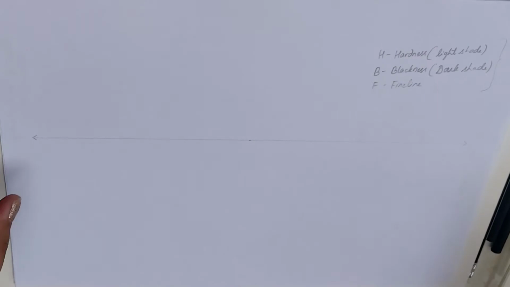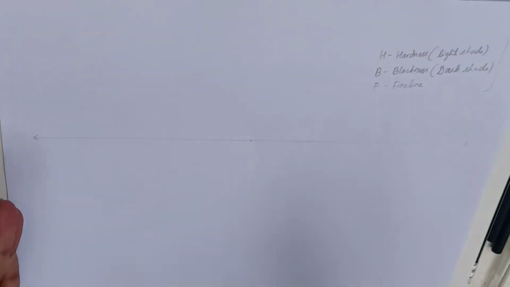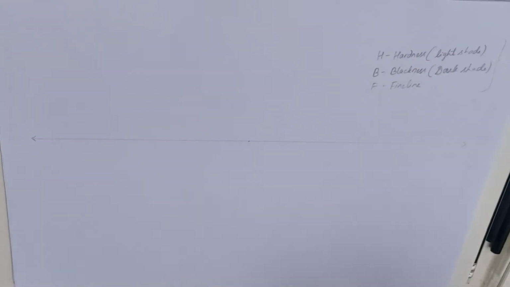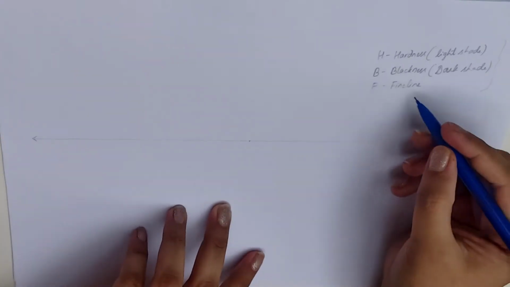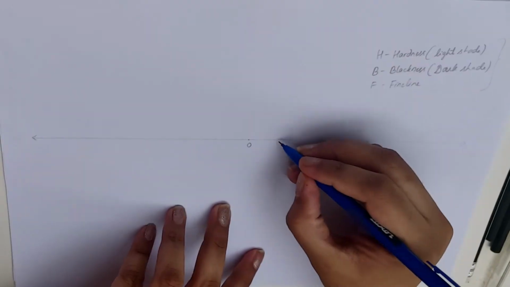What is H? What is B? H is hardness, that is light shade. B is blackness, that is used for dark shade. And then something called F, that is fine line. Fine line is almost equal to 0 on the time range. Like how we have 0, and then infinity of plus and infinity of minus, the same way fine line is equal to 0 in terms of pencil ranging.